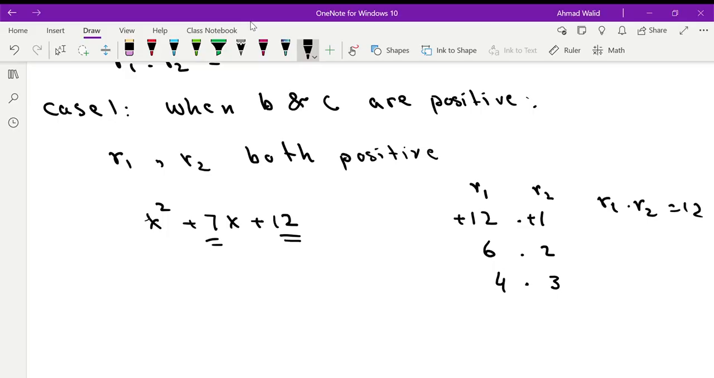All of them give you 12, 12, 12. But R1 plus R2 should give you 7, which is B, right? Which pair? 4 and 3. And you know both of them are positive.